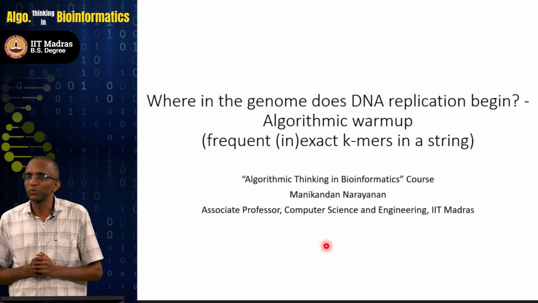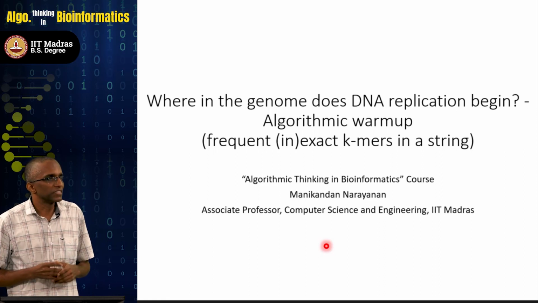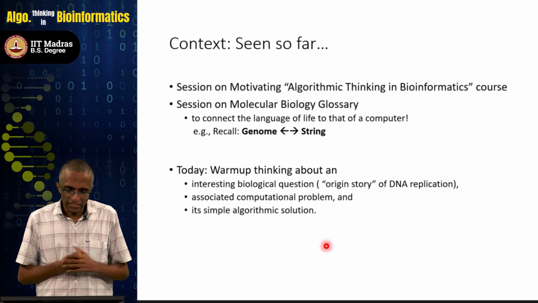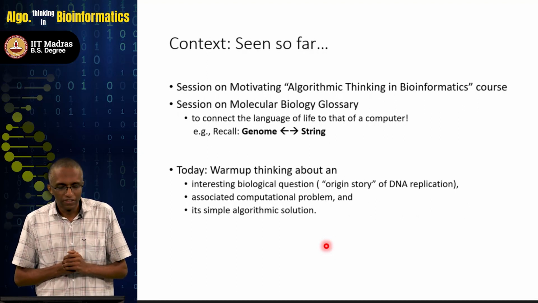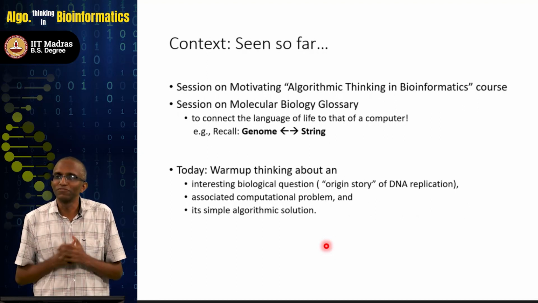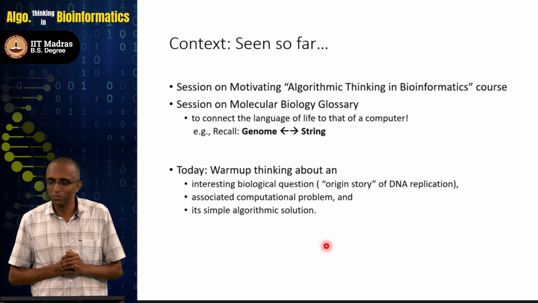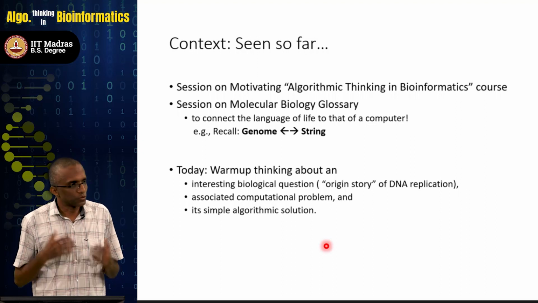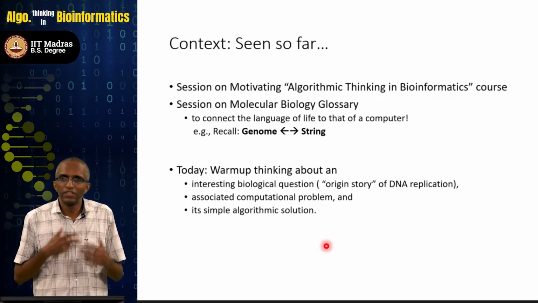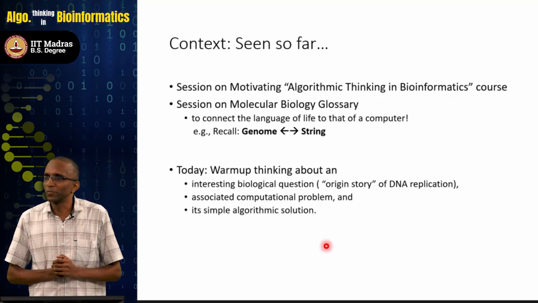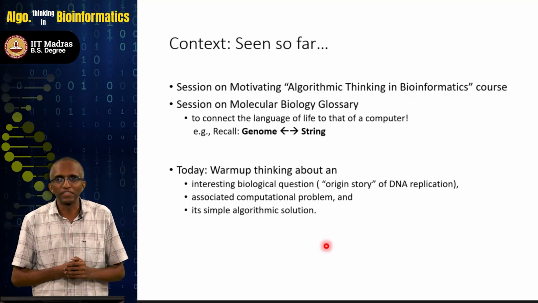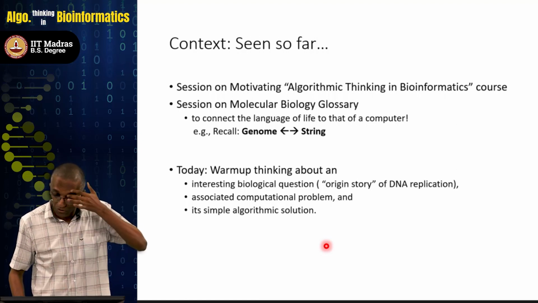That is the question we will answer, and a simple string algorithm is what we will use to illustrate this. Like I said, today's question is about the origin story of DNA replication: how DNA replication knows where to start in the genome, and the associated computational problem. We will iteratively formulate the problem starting with this question, see how we can use computational thinking to solve it, and then look at its simple algorithmic solution.